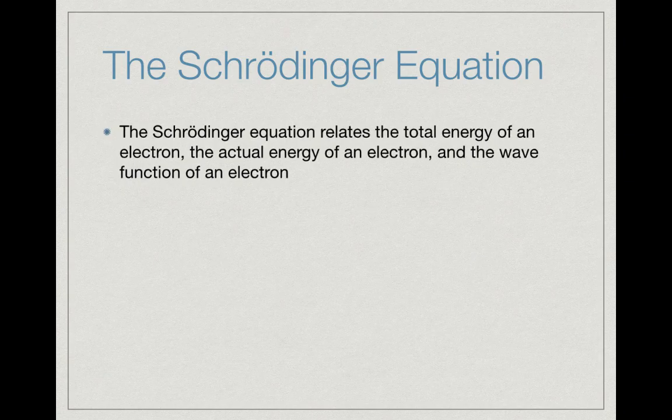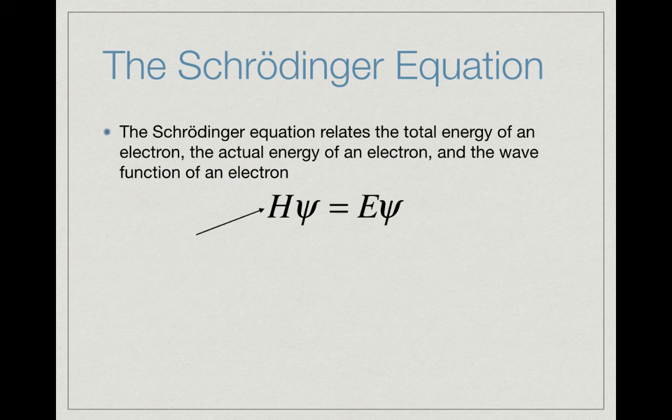Now, the equation that allows us to solve for an atom and the electrons and where everything is, is called the Schrödinger Equation. It relates the total energy of an electron and the wave function of an electron. So a lot of different complicated parts, and it has a very simple form: H psi is equal to E psi. But the reality is the equation is actually quite complex. It looks simple, but is very complex.